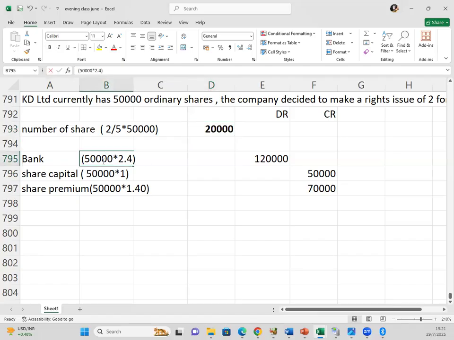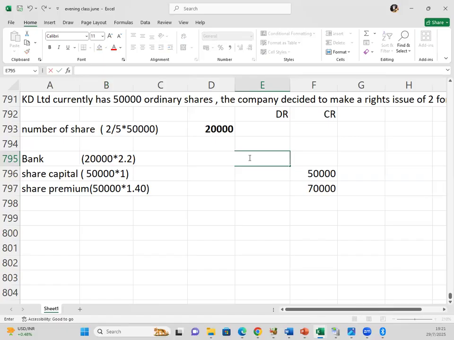Now the calculation is the same for the rest of what you're going to do. So you're now going to say 20,000 times the price we sold at. It's not 240, it's 220. So 20,000 times 220.